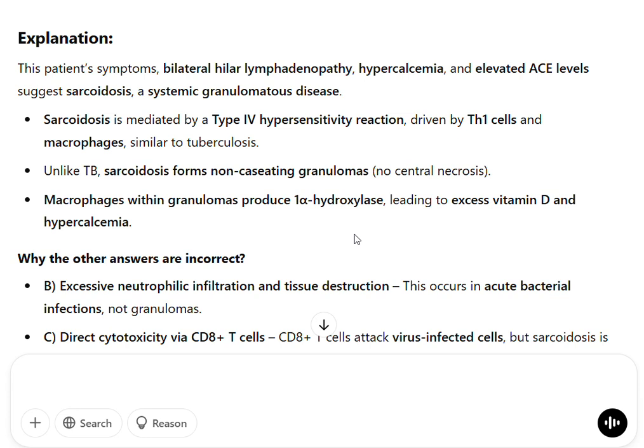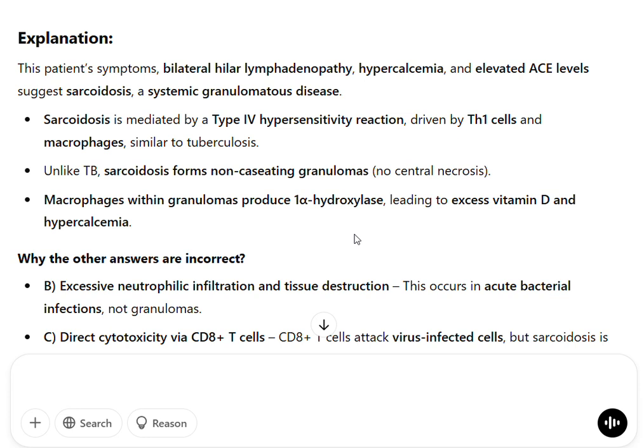B. Excessive neutrophilic infiltration and tissue destruction. This occurs in acute bacterial infections, not granulomas. C. Direct cytotoxicity via CD8+ T cells. CD8+ T cells attack virus-infected cells, but sarcoidosis is driven by Th1 cells and macrophages.